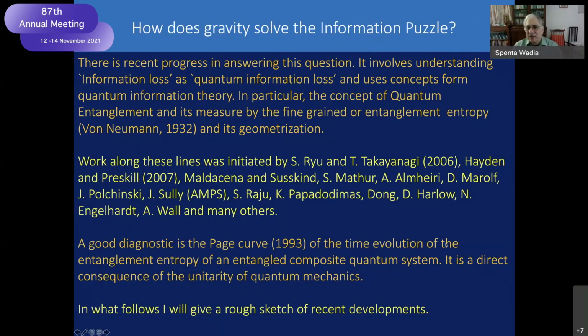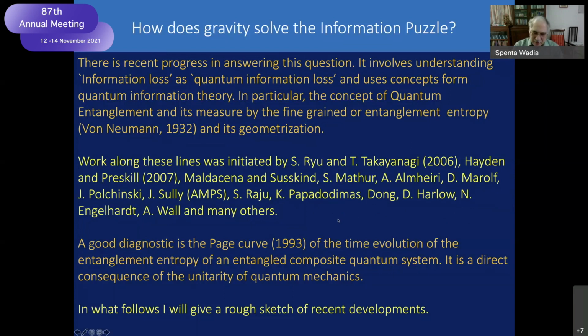There is recent progress in answering this question of the information puzzle, which I have outlined. It involves understanding information loss as quantum information loss and uses concepts from quantum information theory. In particular, the concept of quantum entanglement and its measure by the fine-grained or entanglement entropy. And most important, its geometrization, a geometric formula for the fine-grained entropy. This work goes from the famous work of Ryu and Takayanagi and many other people. There are very foundational contributions by all of these people, including Samir Mathur, who was a student at the Tata Institute a long time ago, and also by Suvrat Raju, who is a faculty of the ICTS.